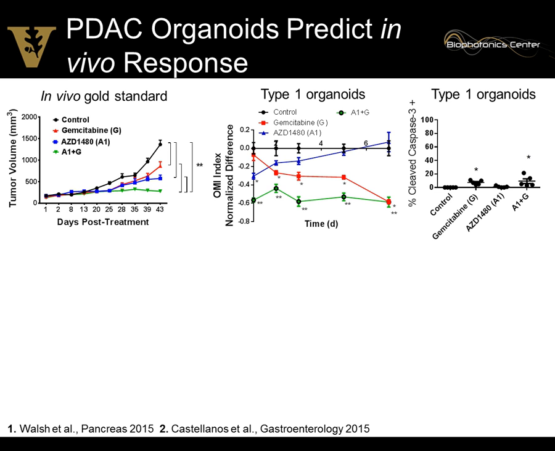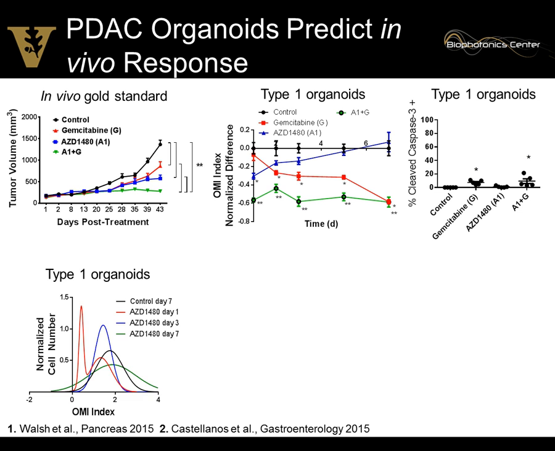So after we finished, or no, this was a separate cohort. So this is at day 3. We did immunohistochemistry in these organoids, and we looked at apoptosis. So that's what cleaved caspase 3 measures, is apoptosis. And we see at day 3 increased apoptosis in the gemcitabine and combination treatment group, which is in pretty good agreement with what we see in the organoids.